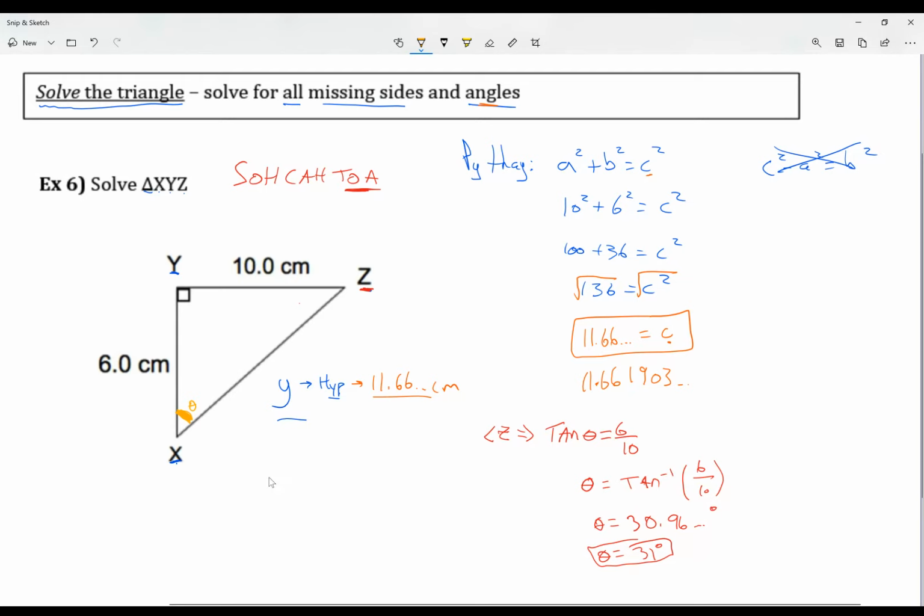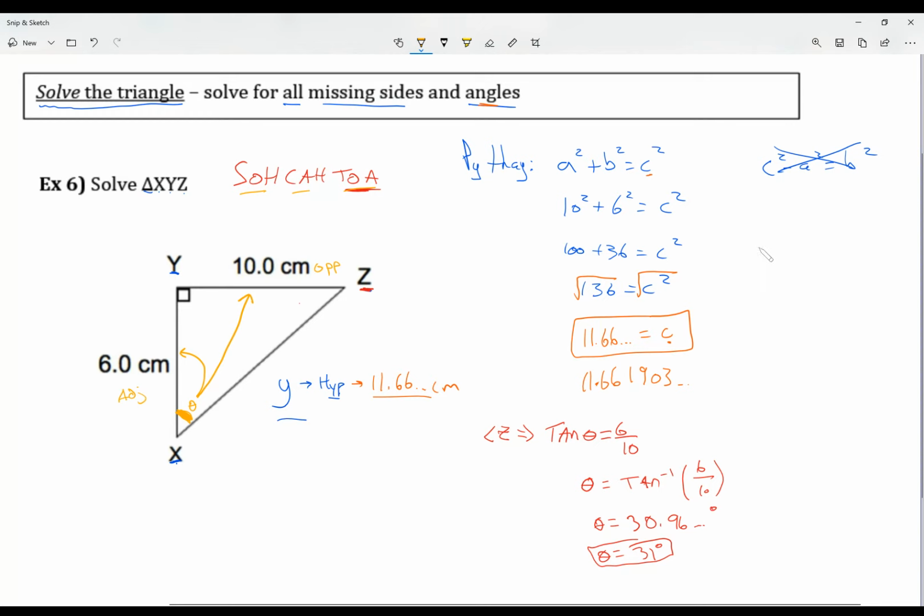I need to determine whether I'm going to use sine, cos, or tan. What side lengths do I have? Well, if I'm using this angle theta, the opposite to angle theta is 10, and the adjacent to angle theta is 6. Do you see how that changed from the original angle Z? The opposite and the adjacent were flipped. It's because we're talking about a different angle now.